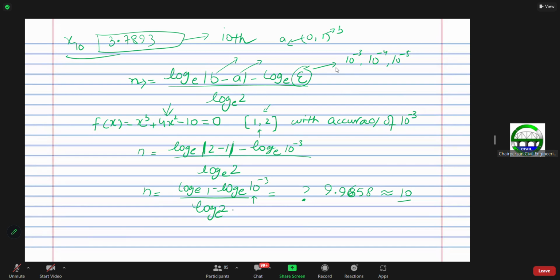Okay, so if you solve this particular equation and you want to find a real root between an interval of 1 to 2, you have to take 10 iterations. You have to solve it a minimum of 10 times. The sign is actually greater than or equals to. This is the sign.